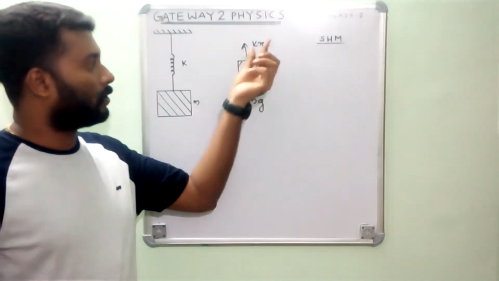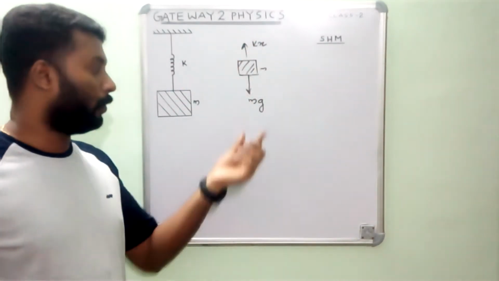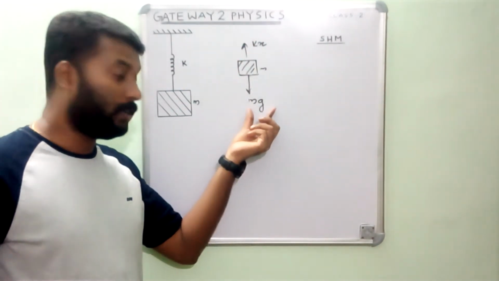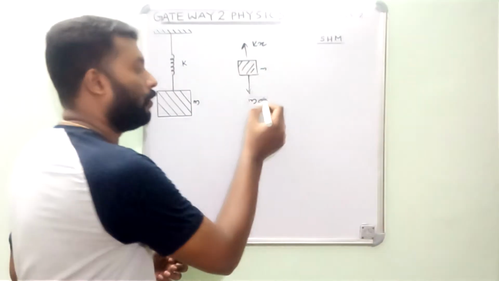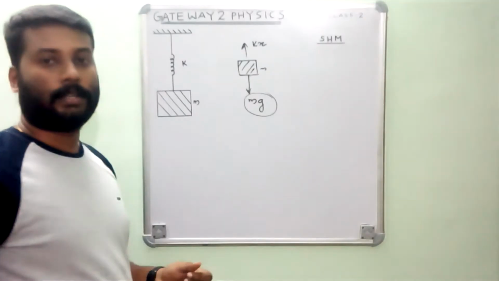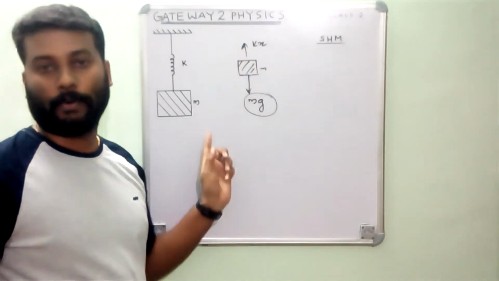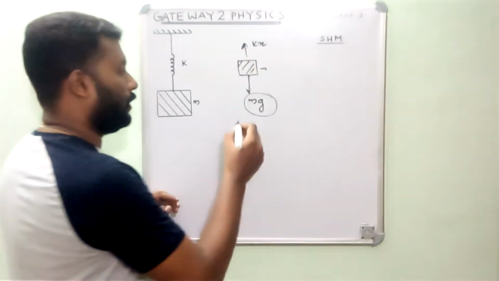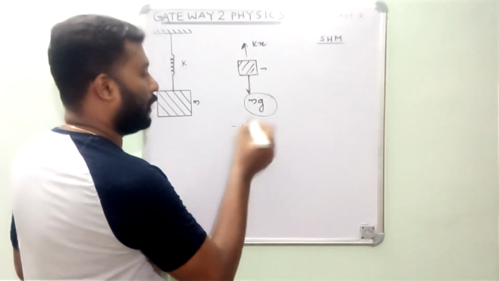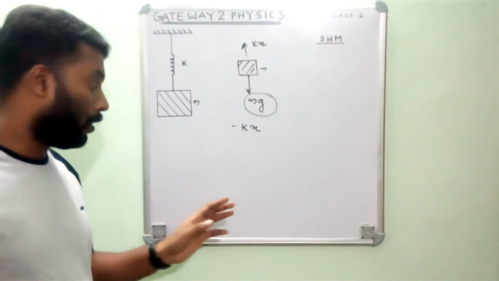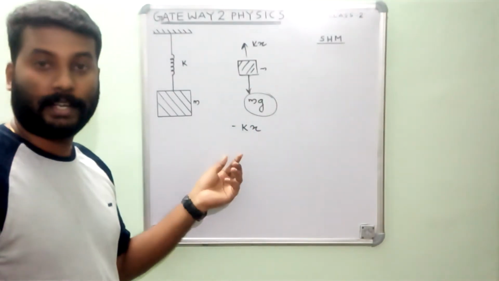So these are the two forces. Which force is constant and which is variable? We know mass is a constant and weight is a constant. So here the force mg or weight is constant. So the only variable force is kx. So this force is responsible for its time period. So we can consider this restoring force, that is minus kx. Restoring force is always opposite to the displacement, so that is minus kx.